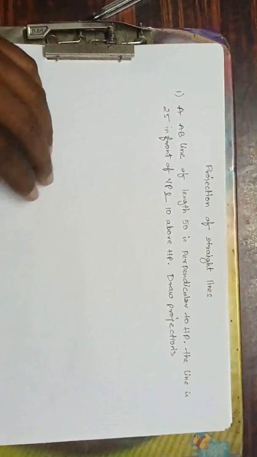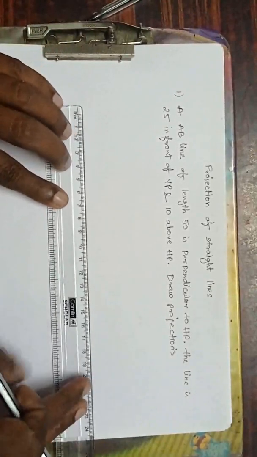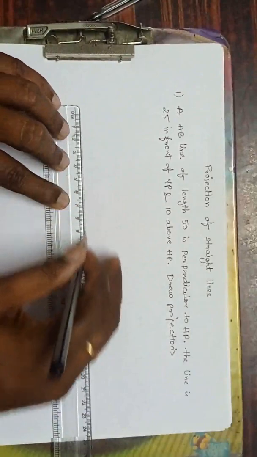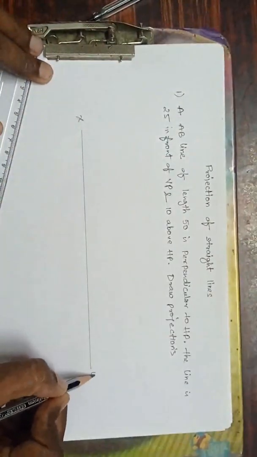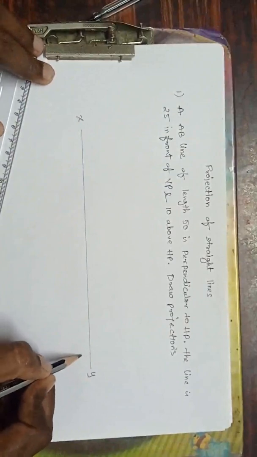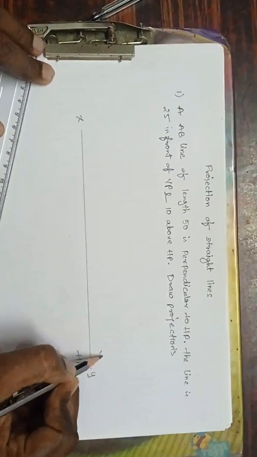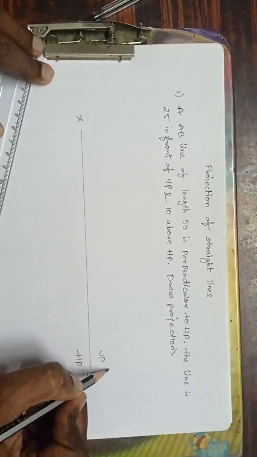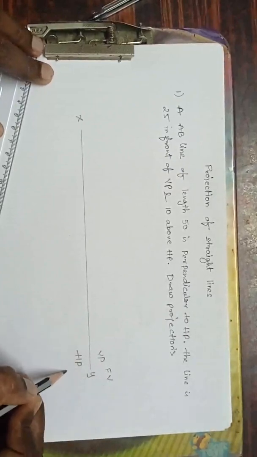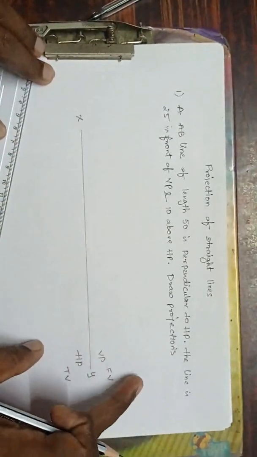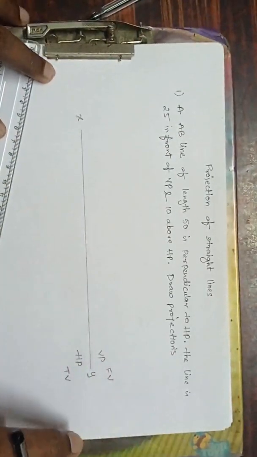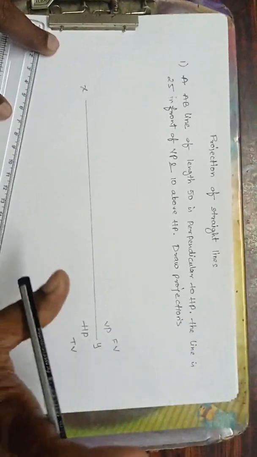So I will draw the XY line first. See here, first draw the XY. Next, this is X and Y, and I will assume this is HP and this is VP. So VP is always the front view, HP is always the top view. I am considering only the first quadrant, no need to get confused.